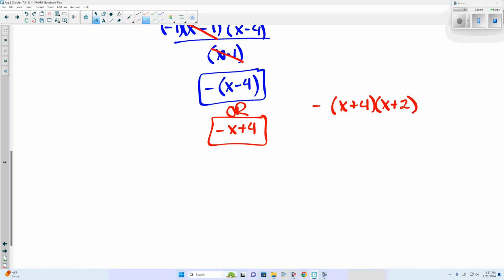Like this here, so guys, again, if we do get an answer like this here, negative x plus 4 times x plus 2, that is the final answer. You do not have to multiply the x plus 4 and x plus 2 back together. Does that make sense? We don't have to redistribute and say that this is x squared plus 6x plus 8 and then multiply the negative back through. You can leave it as is here. Questions on this so far?